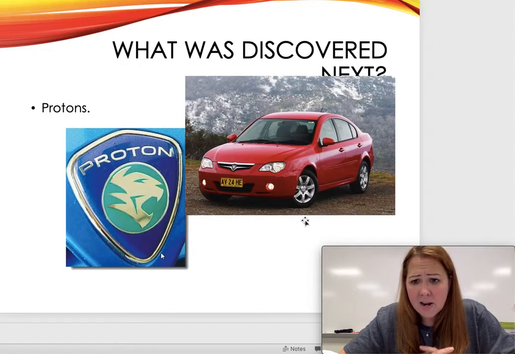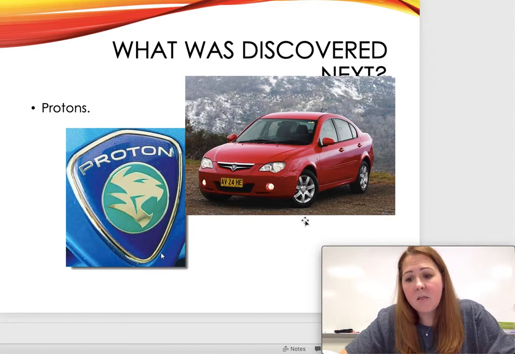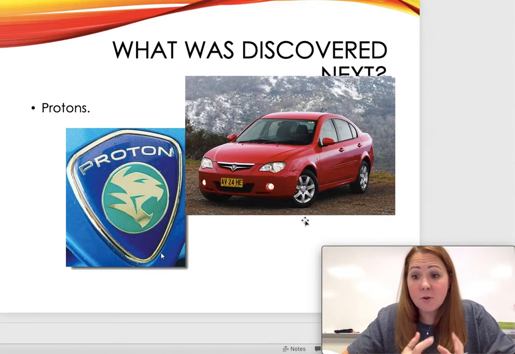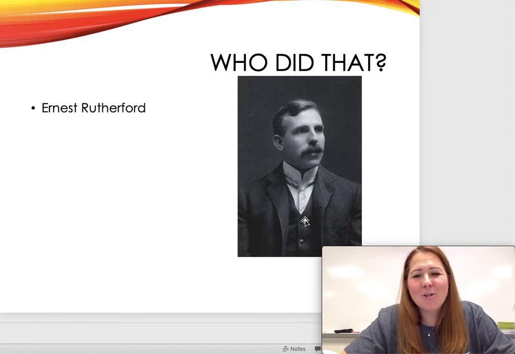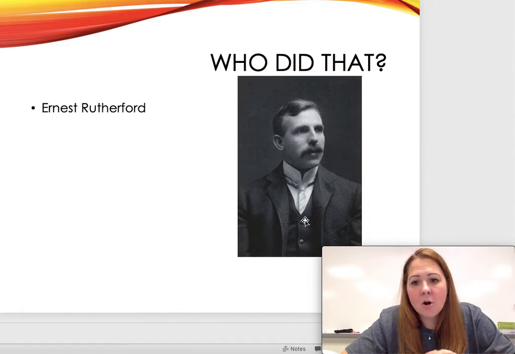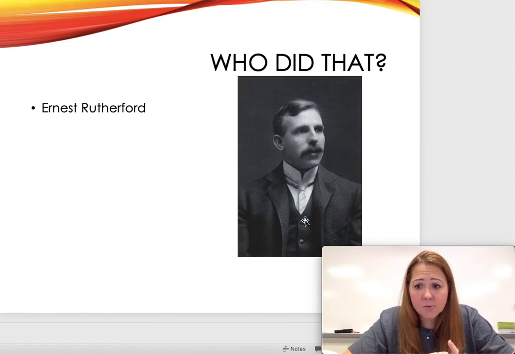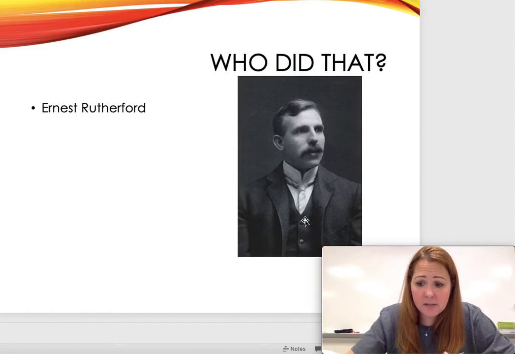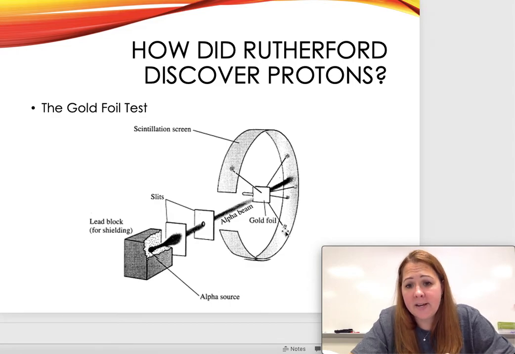Now, everybody was kind of okay with that until the next person came along. The next person that came along discovered the proton. This guy's name is not JJ. His name is Ernest Rutherford. And Ernest Rutherford was a person who was doing a different test. That test was called a gold foil test.